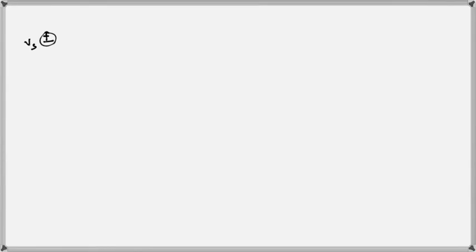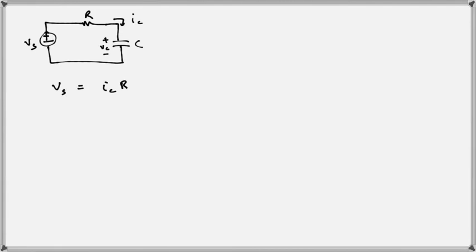There's a source Vs, a resistance R, and a capacitance C. We have VC, and let's put here an IC. And what we can do is just write a KVL loop around here. So you could say Vs is equal to ICR, because the current goes from left to right, so ICR is the voltage there. ICR plus VC. If you like, you can put VC(t).